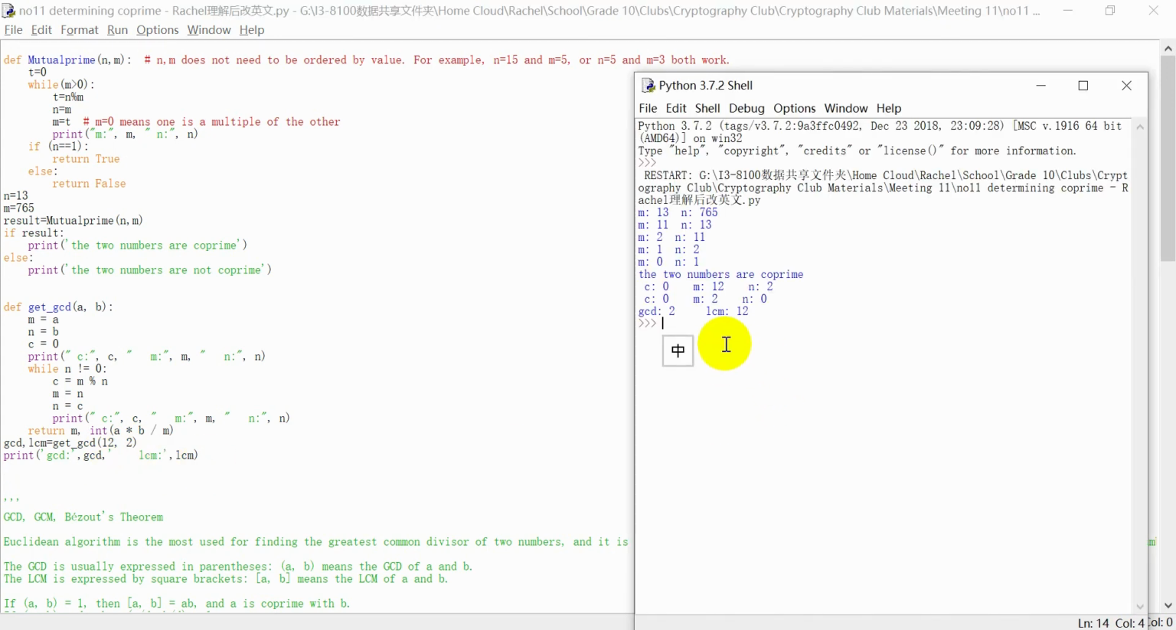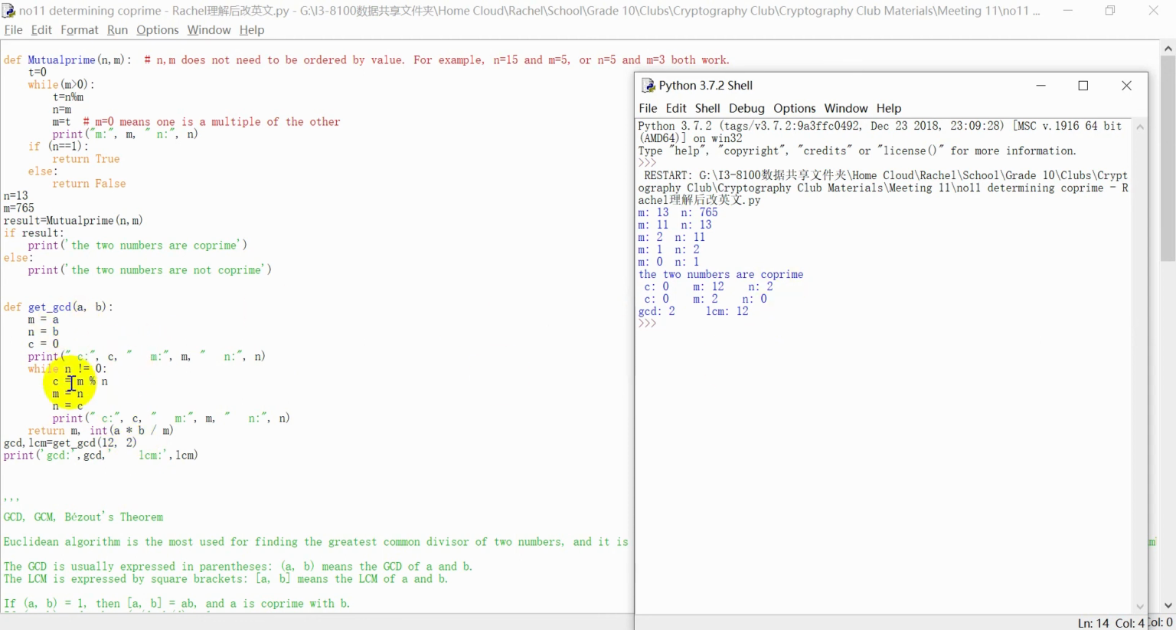So here we got the results that the greatest common divisor is 2 and the least common multiple is 12. And then we have these two other lines from inside the function. So the first print is c, m, and n. That was before any of the calculation was done. C was 0, which we defined here. And then m is a, which is 12. So m is 12. And then n is 2, because b was given to n.